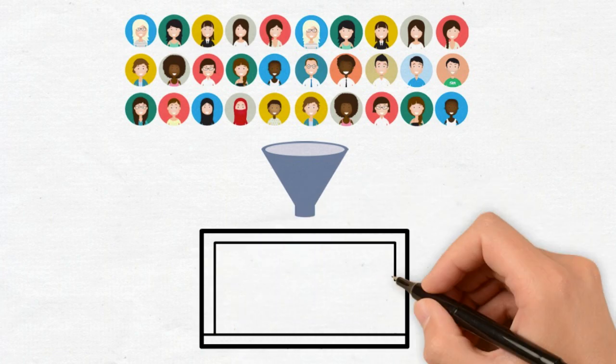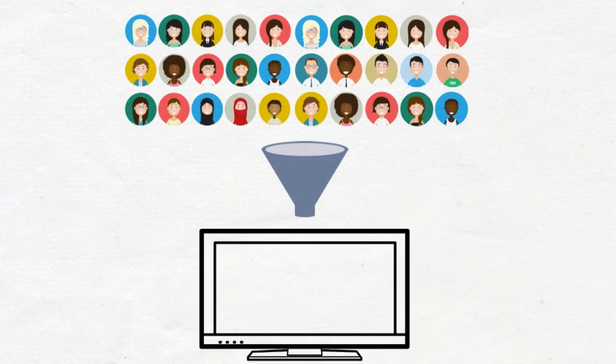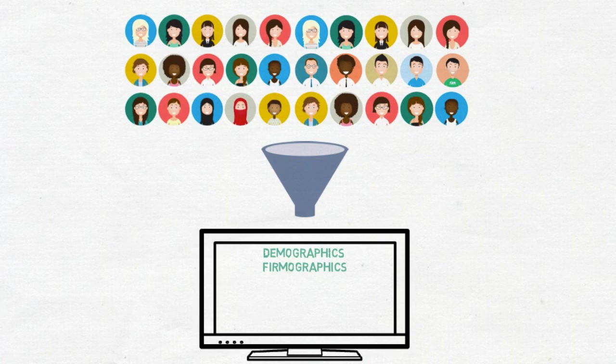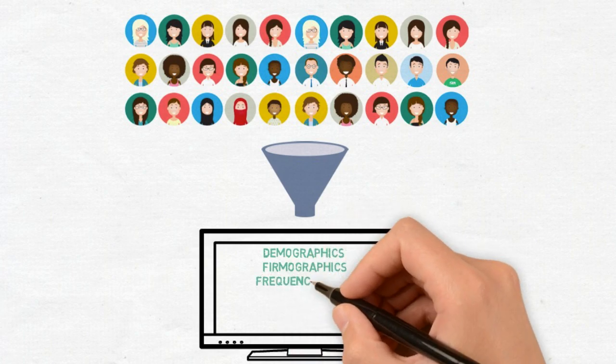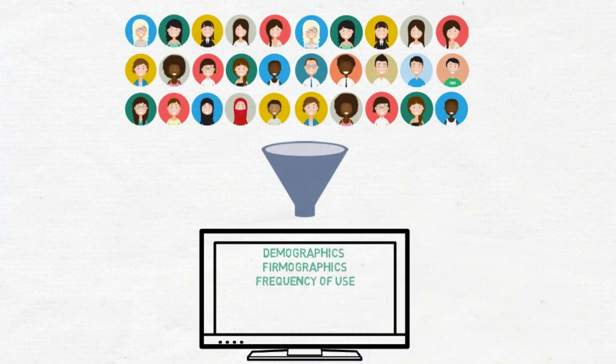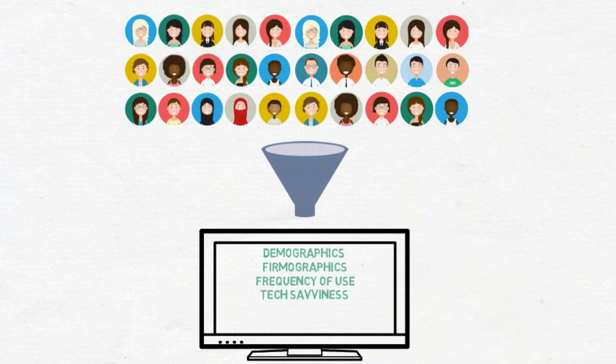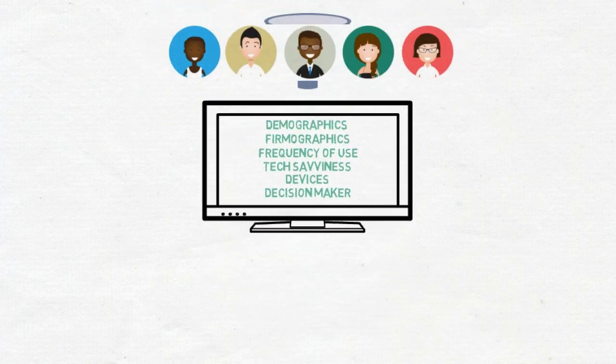Here are some categories of screener questions that you can ask. Demographics. Examples of this category are age, gender, and household income. Firmographics, such as job role, company size, and industry. The frequency of use, such as how often you use the software. Tech savviness, which is asking someone how good they are at using technology. Device types, such as computers, tablets, and phones. Decision maker status, which is asking someone if they are the primary decision maker in their company or household.